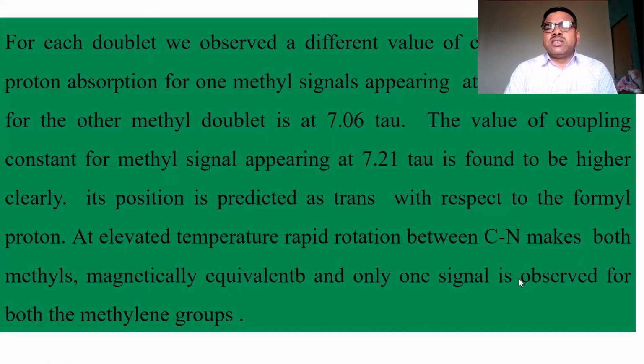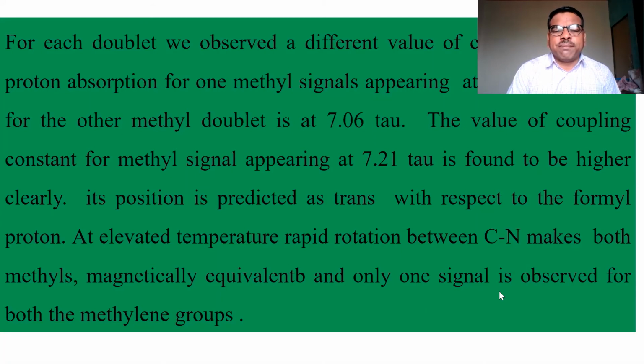Now for each doublet, we observe a different value of the coupling constant. The protons of one methyl signal appear at 7.21 tau, and the other methyl group, which is also showing a doublet, is at 7.06 tau. The coupling constant for the methyl signal appearing at 7.21 tau is found to be higher. Its position is predicted as trans with respect to the formyl proton.